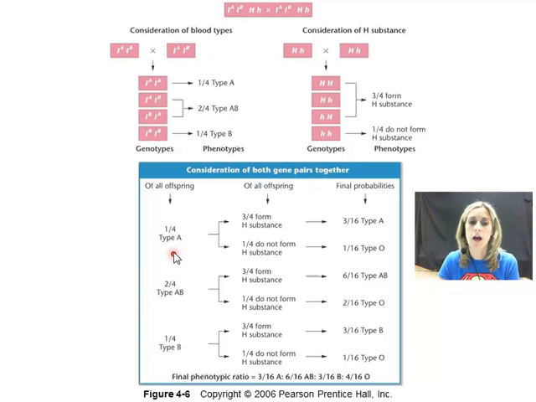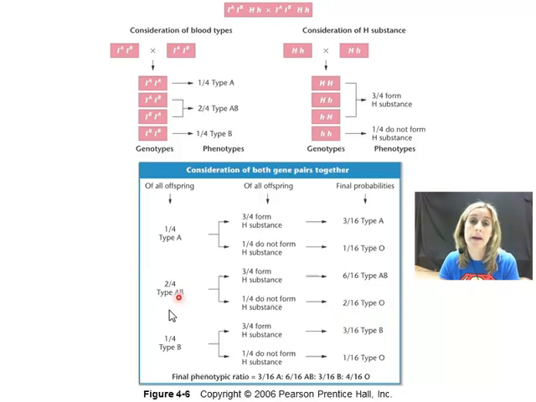Multiplying across, 1/4 type A times 3/4 that will form the H substance, those will actually show the blood type. That means 3/16 will show up as type A. But whenever they don't form the H substance, or they have the Bombay phenotype, the A won't be able to attach properly, and that's going to show up as type O. So 1/4 times 1/4 looks like type O, because they have the Bombay phenotype. Then that happens again in the next group. 2/4 times 3/4 gives 6 out of 16 that show up as type AB. But 2/4 times 1/4 will show up as type O.